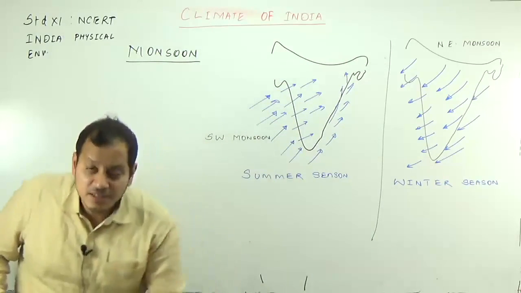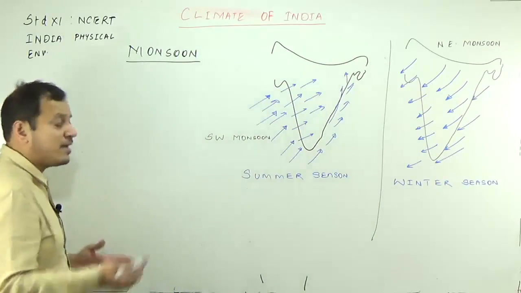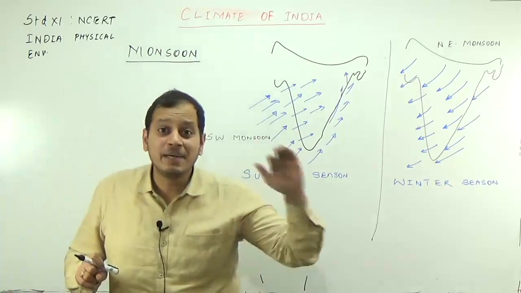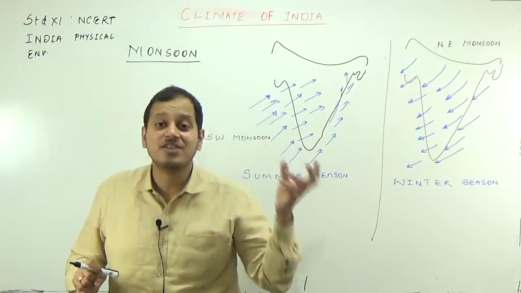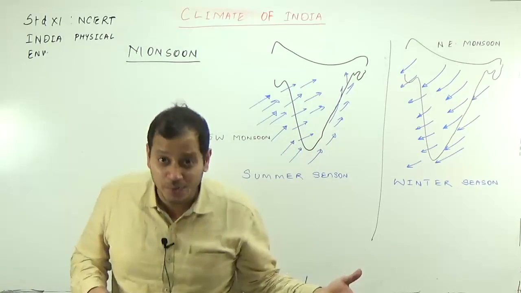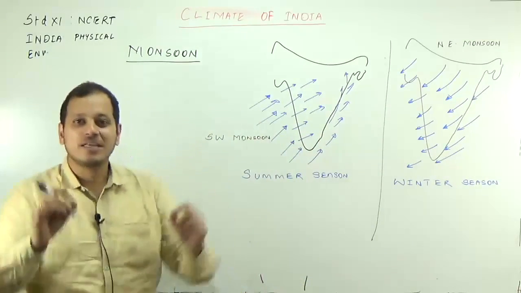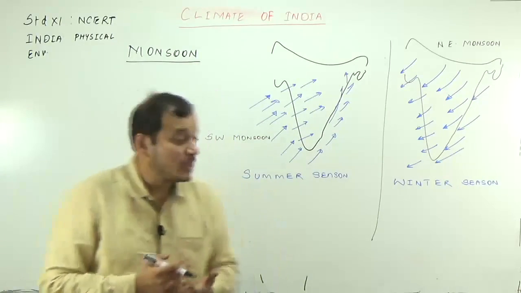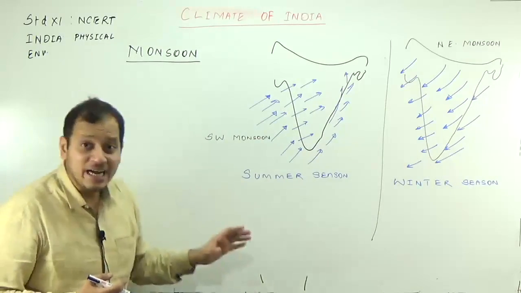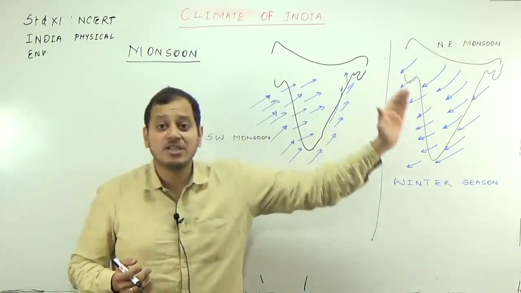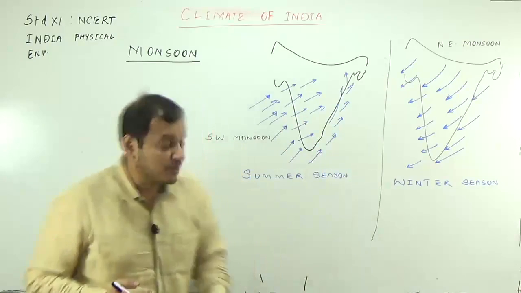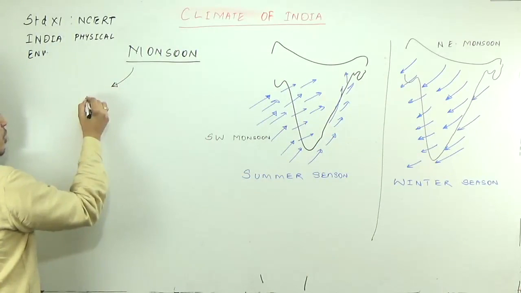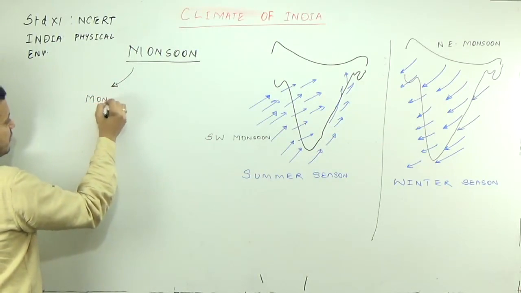So the first thing, any wind in which there is a complete reversal in its direction, such a wind is known as a monsoon wind, and the climate is known as a monsoon climate. So why is India's climate known as a monsoon climate? Because in India, there is a complete change, complete reversal in the direction of the wind.